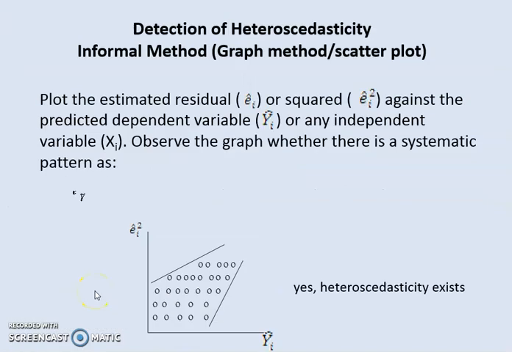To detect heteroscedasticity, there are two ways. One is the informal method, and the second one is the formal method, which consists of all the statistical tests. For the informal method, we look at the graph method, or just the scatter plot. We can plot the estimated residuals u_i hat or the squared residuals u_i hat squared against the predicted dependent variable, which is the estimated Y, the Y hat, or any X variable that is thought to be closely associated with sigma_i.